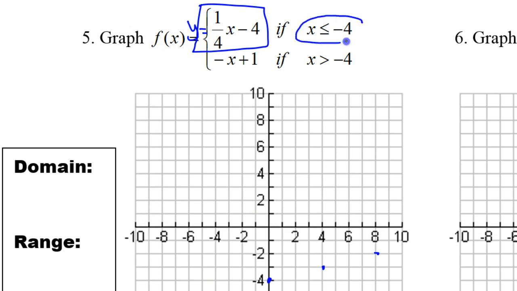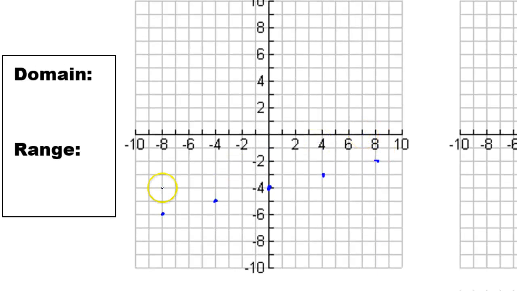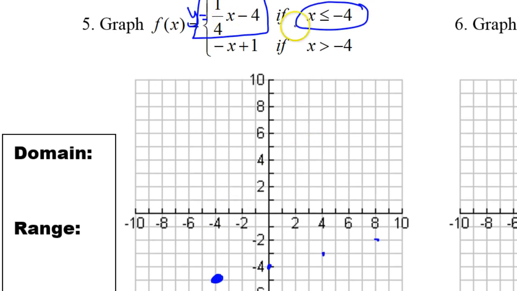But we're only going to graph the part of the line where the x values are less than or equal to negative 4. So which one of these dots has an x value of negative 4? Not this one. That's a y value of negative 4. X value of negative 4 is over here. So this is the endpoint for this piece. Now, less than negative 4 would be to the left.